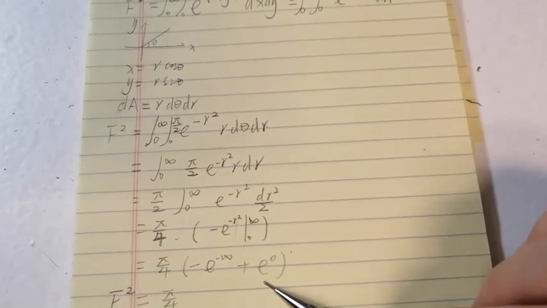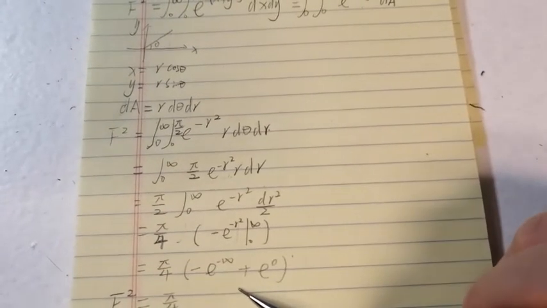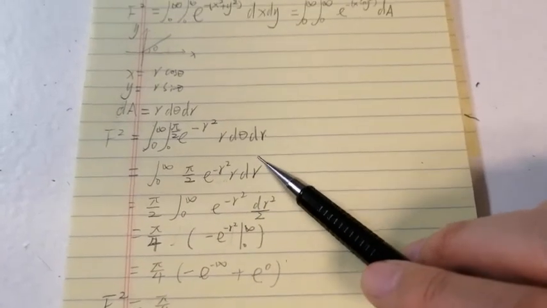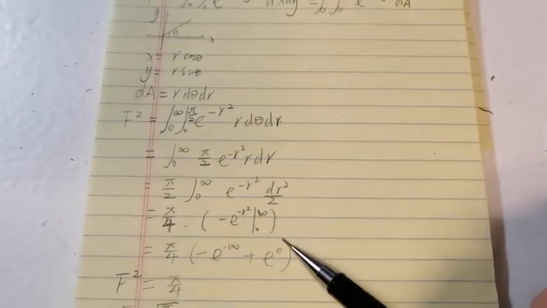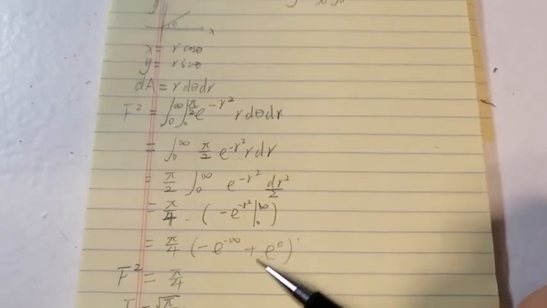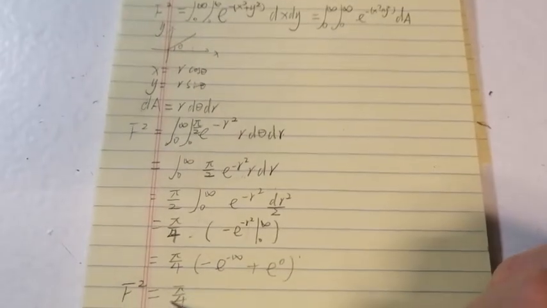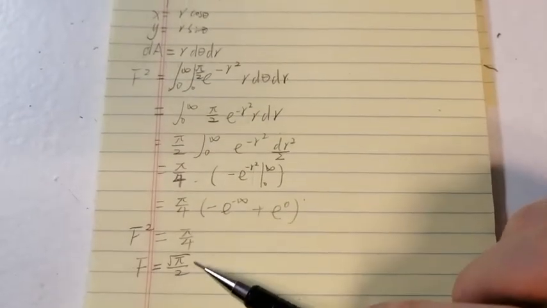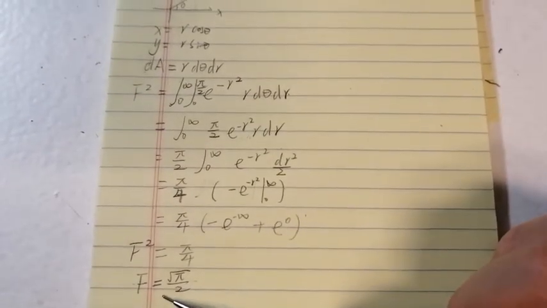by just integrating from here to here, and by doing that we can get the value of f squared equals pi divided by 4.